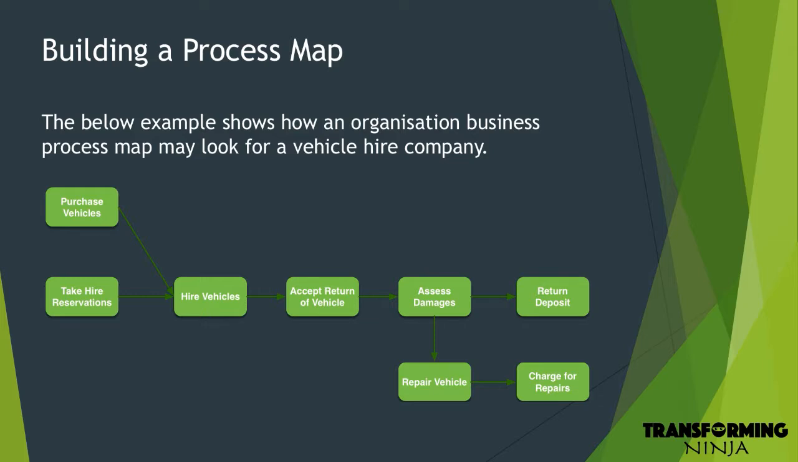The hire vehicles process produces an output where the vehicle is out with a customer, and that output then becomes the input into the accept return of the vehicle. So the vehicle is out with a customer, we then accept the return of it back into the organisation. And that follows on into assess damages.